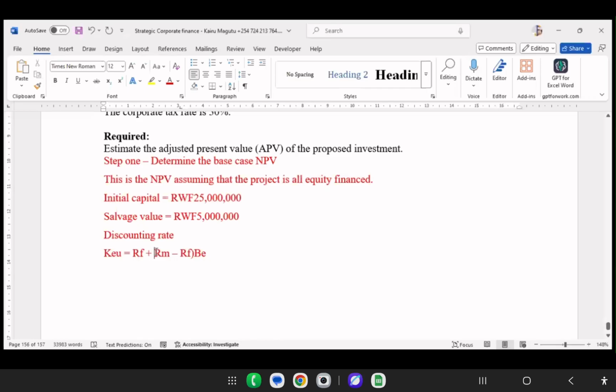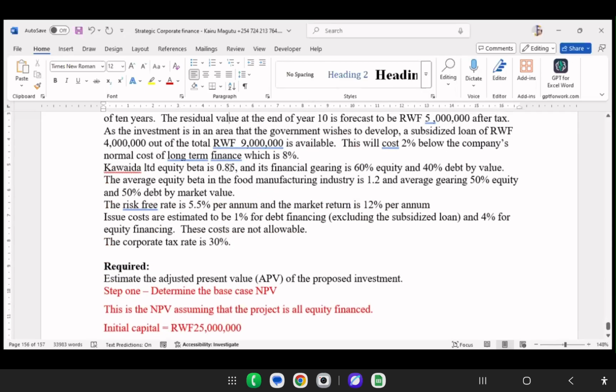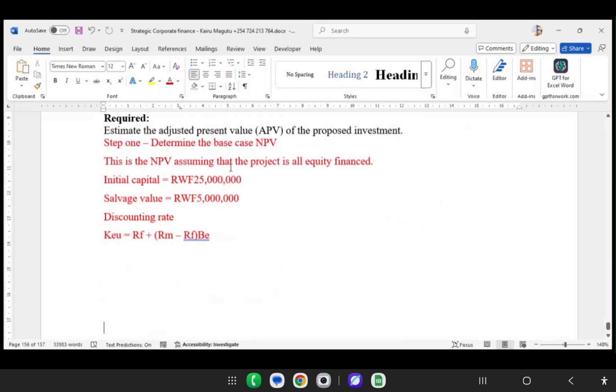So let me put it here like this. So back to the question up there, we are told that Kawaida Limited equity beta is 0.85 and its financing gearing is that and that, debt by value. So the average equity beta in the food industry is 1.2. So we need the beta factor for this equity, the equity that will be used.